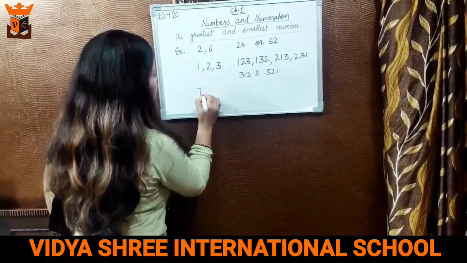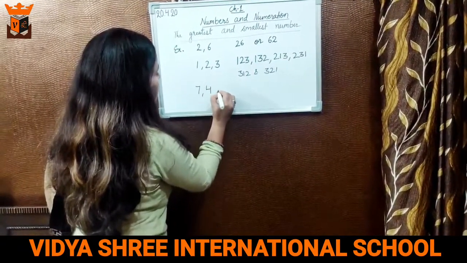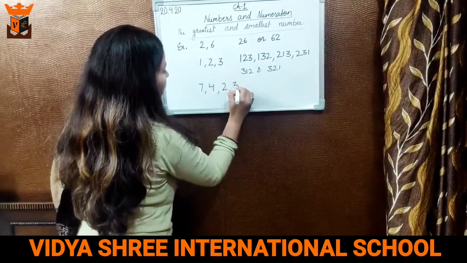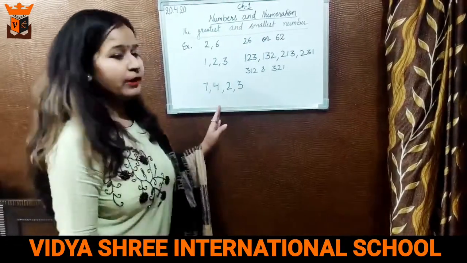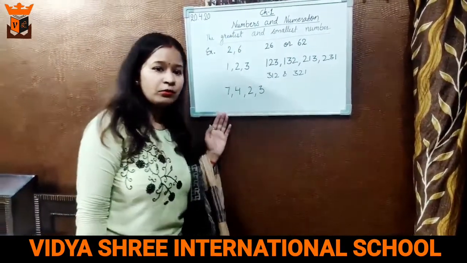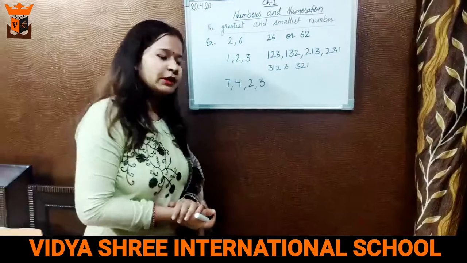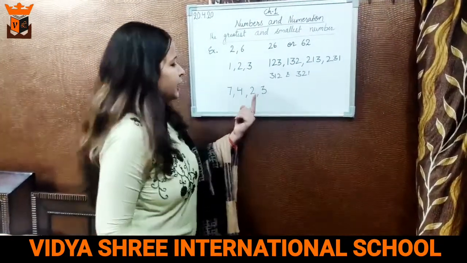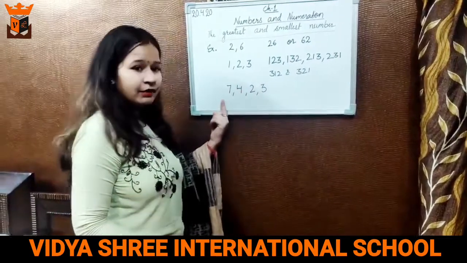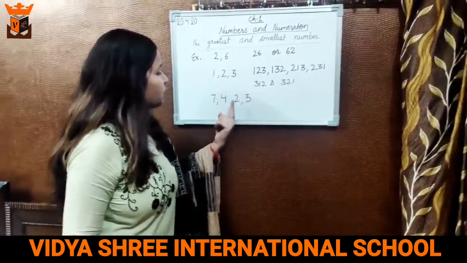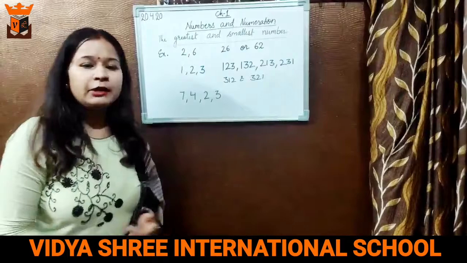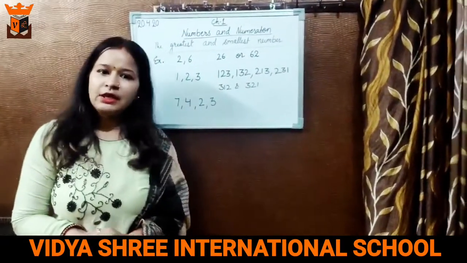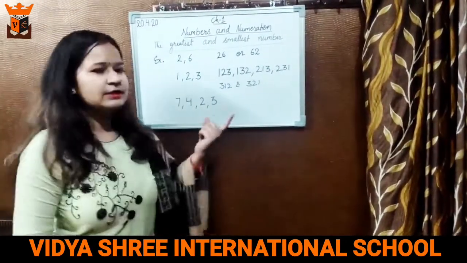Similarly, with 4-digit numbers, suppose I am taking 4 digits here, 7, 4, 2 and 3. How will you make a 4-digit number using these digits? You can make easily, it may be 4,723, it may be 2,347, it may be 7,234, it may be anything. So you can easily make a 4-digit number using these digits.